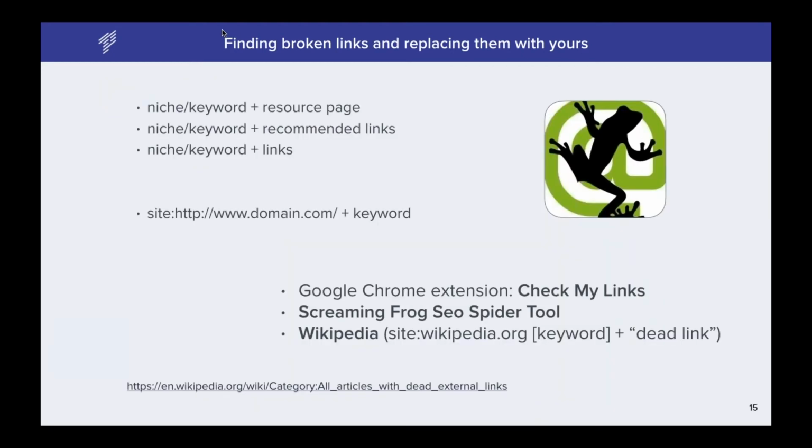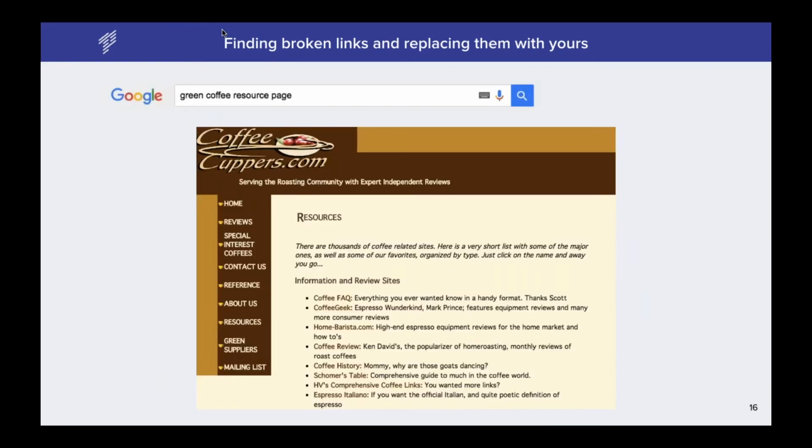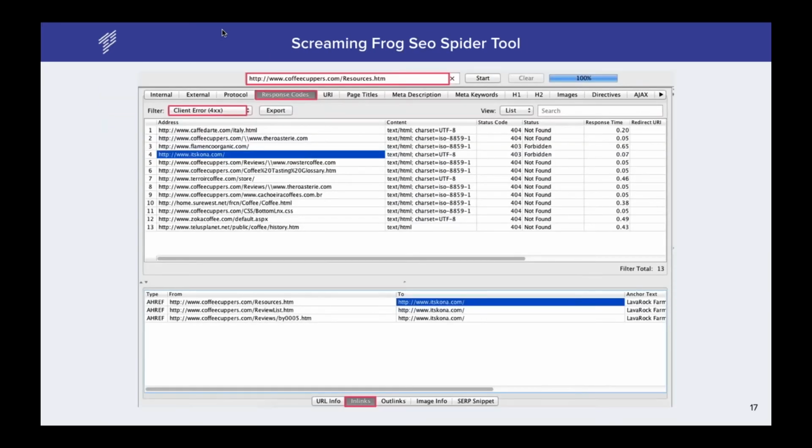What I would typically do, and as I was saying, you can put in the keyword, the resource page, recommended links, etc. What I did here is I put in a keyword, which was green coffee, and I was looking for resource pages, looking at the first 10 results. After I found the specific websites, I put them into the Screaming Frog tool. I did find one that had some broken links, and you can actually see it here.